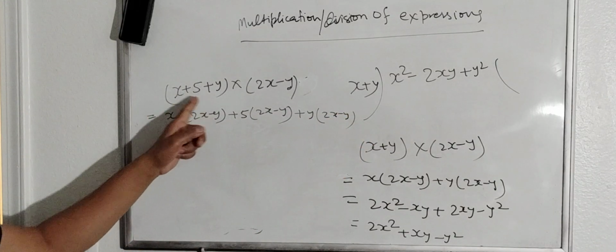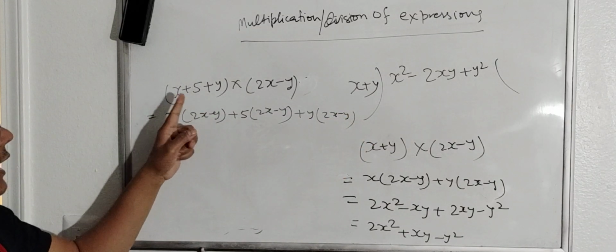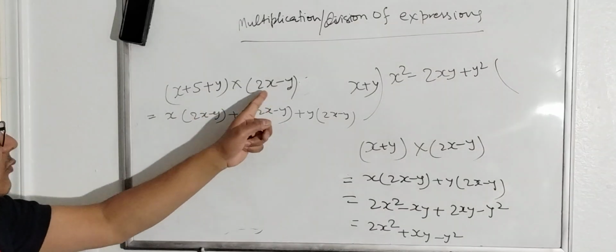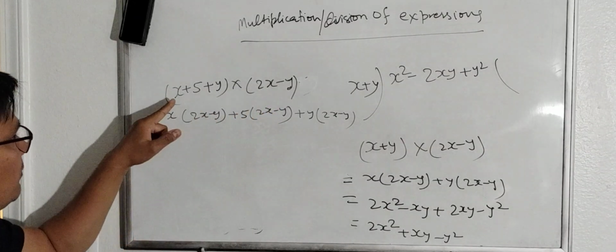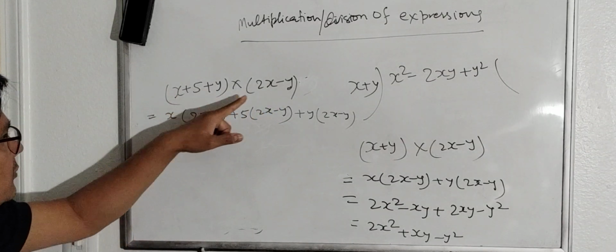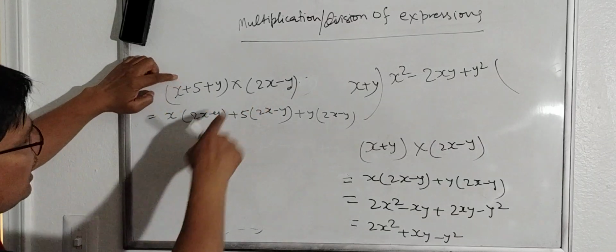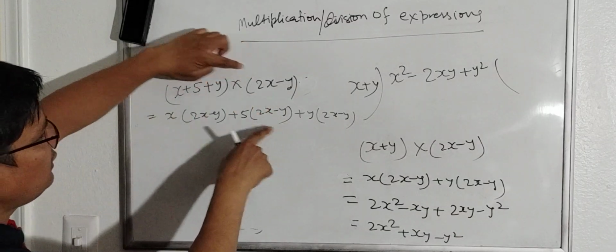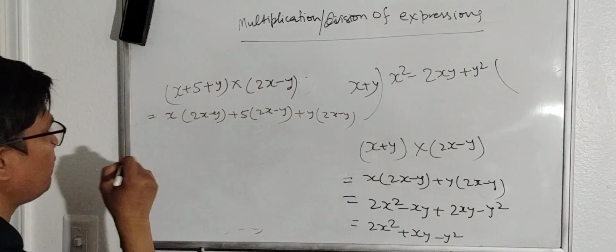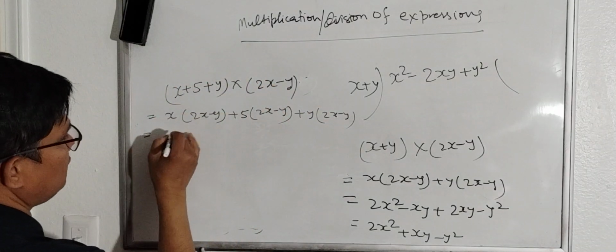Because it has 3 terms. This first expression has 3 terms, and this one has just 2 terms. So I am multiplying all these 3 terms to the second expression. So x times this one plus 5 times this one plus y times this one. Now solve this one, this guy.